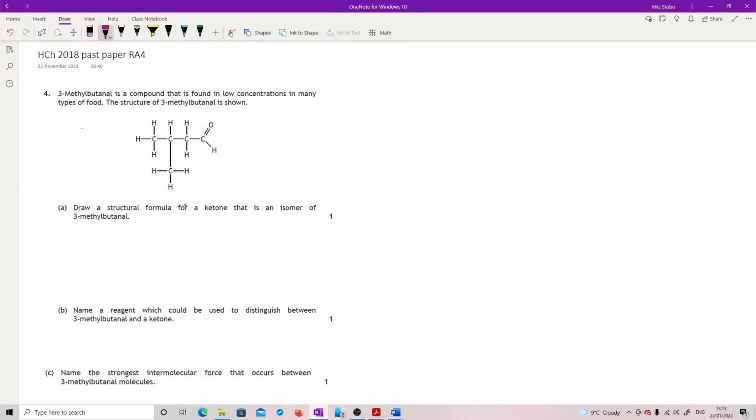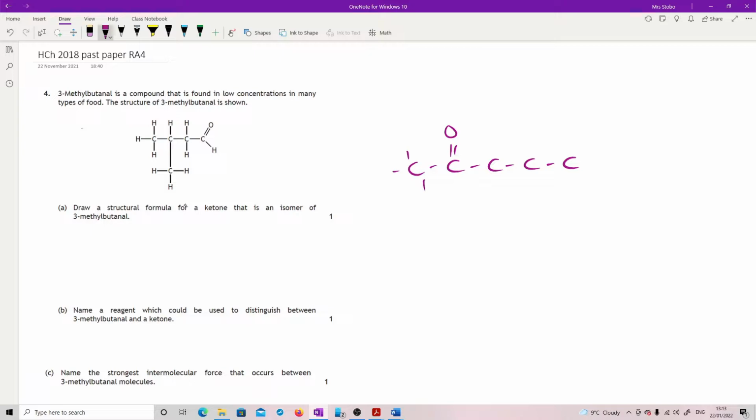Question 4. 3-methylbutanol is a compound that is found in low concentrations in many types of food. Structure is shown. Draw a structural formula for a ketone that is an isomer of this. Right, so I would go with the easiest one, to be honest. 1, 2, 3, 4, 5. And then just make it a ketone.